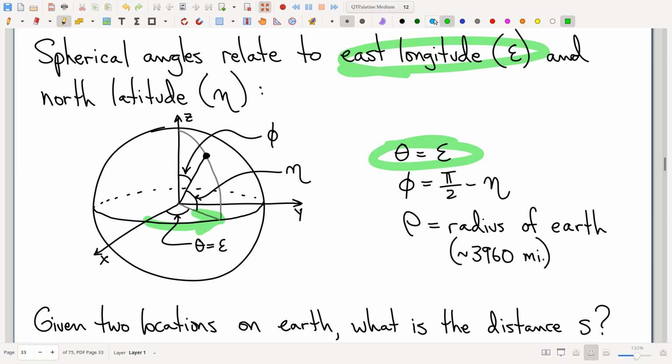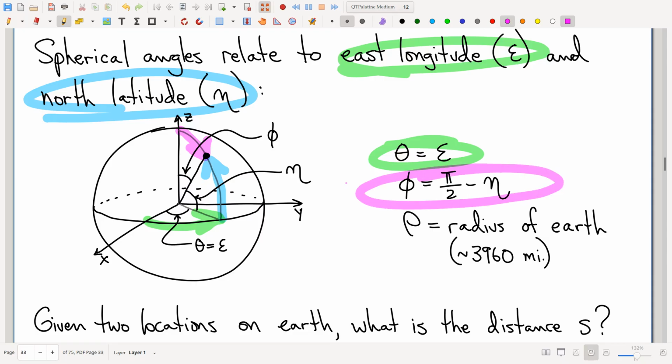And then notice north latitude. Now, that's not what phi is, but you will notice that phi, being like so, is closely related to north latitude in that they add up to pi over 2. They're sort of complementary to each other in some sense.